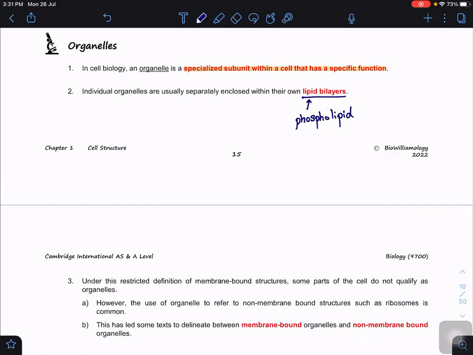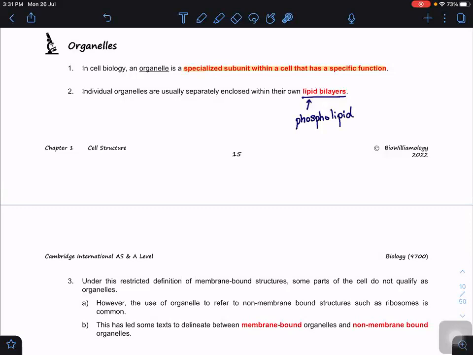Do you still remember what a phospholipid is? A phospholipid basically means a lipid like triglycerides, normal triglycerides, but these have phosphate groups. We are going to learn this in chapter 2, the structure of the phospholipid. But if you use this as a definition, they must have a lipid bilayer. Some structures would not qualify as an organelle, for example, ribosome. Ribosomes are not membrane-bound, but they still carry out specific functions.